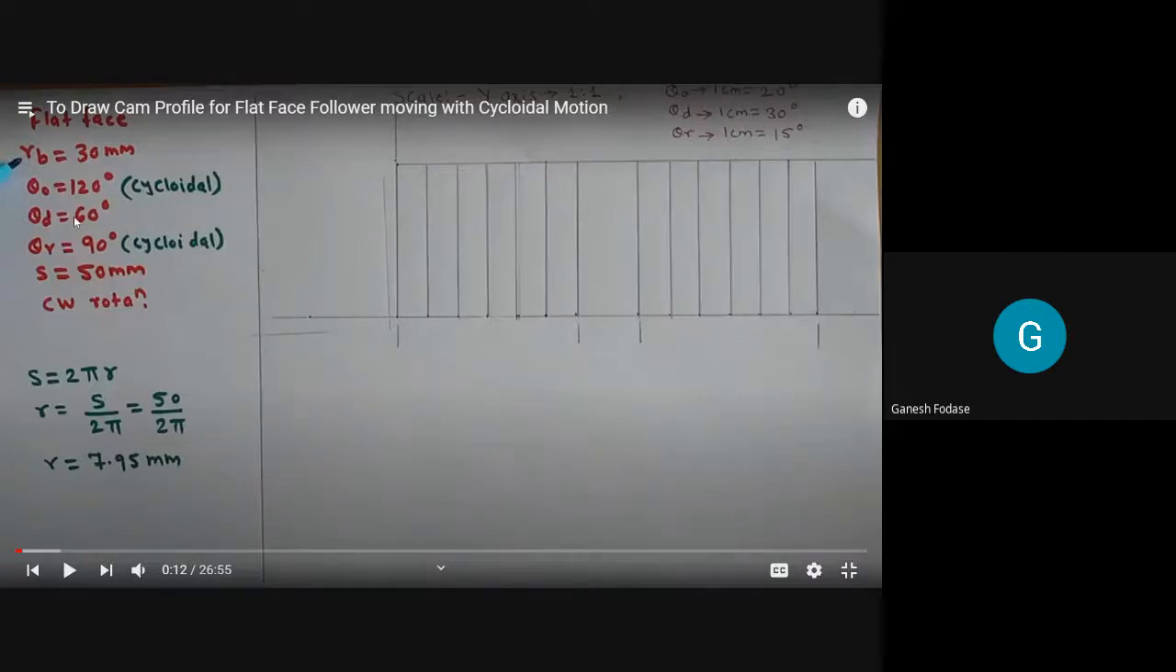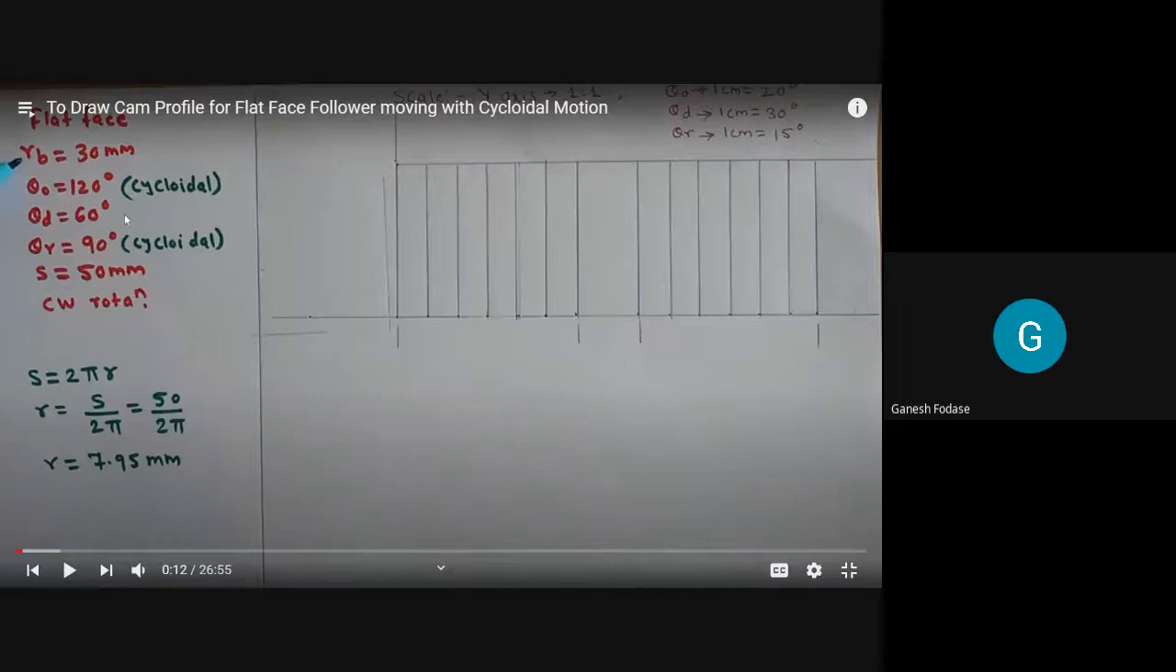As you know, during dwell the follower is stationary. There is no motion. After dwell there is return. So the follower first rises, then dwells, and then returns back. The angle turned by the cam during the return motion is 90 degree, and the motion of the follower in this stroke is cycloidal motion. So what we understand here is that during both strokes, rise as well as return, the motion is cycloidal. And how many angles are given? 120 degree, 60 and 90 degree.